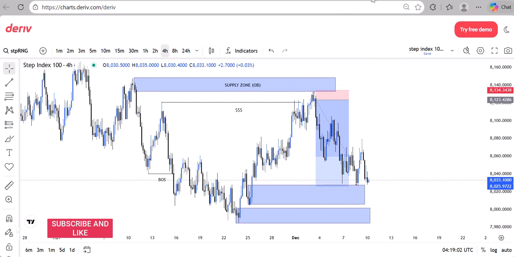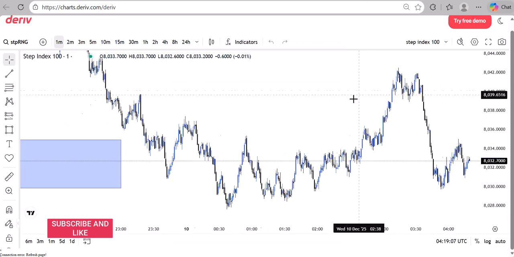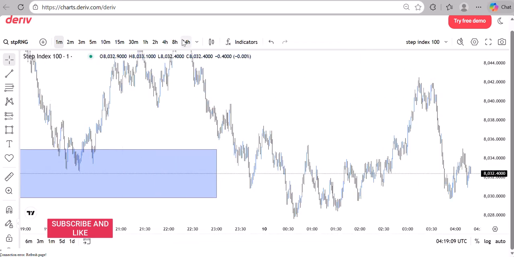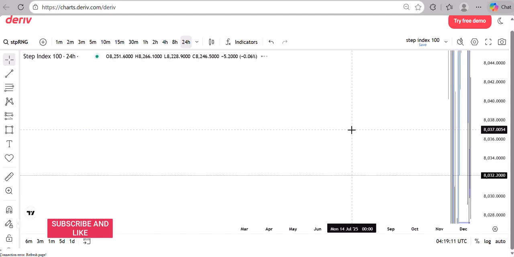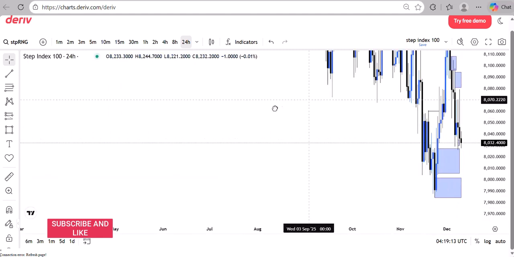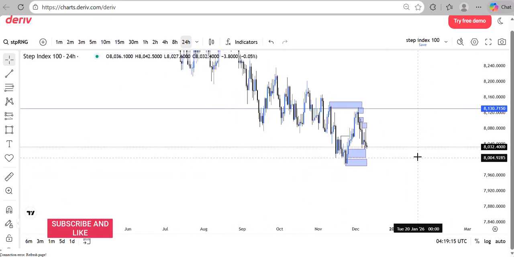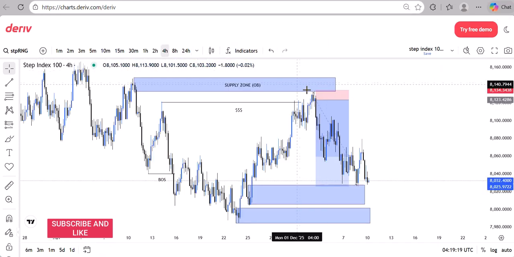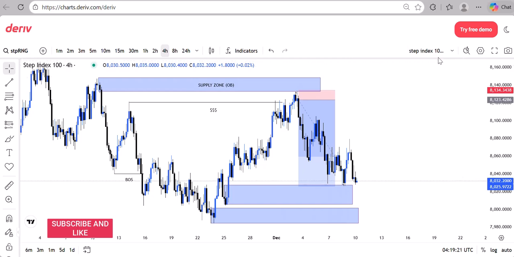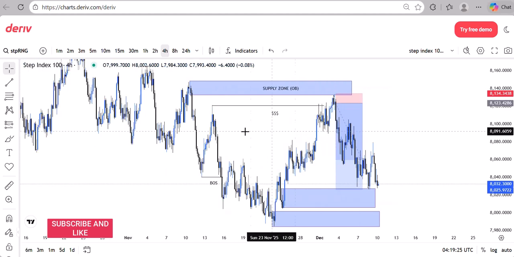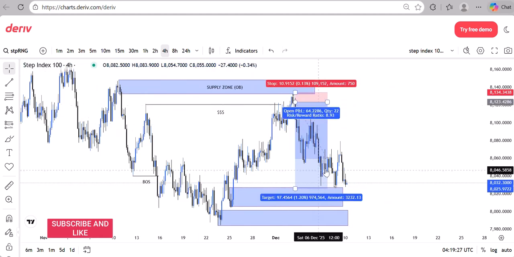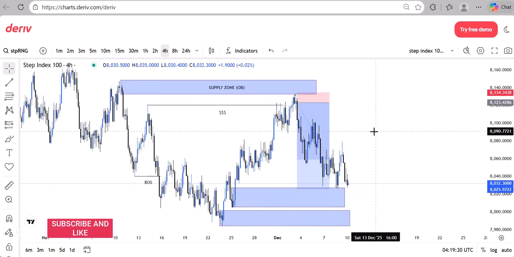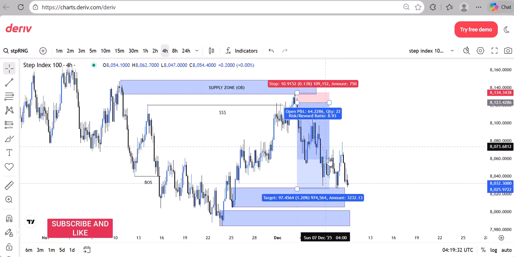Alright, let me use a clear chart to do this. So this is Stepindex 100. Now on the daily time frame, this is what we saw. This is what we saw on the daily time frame. This was the trade we took.